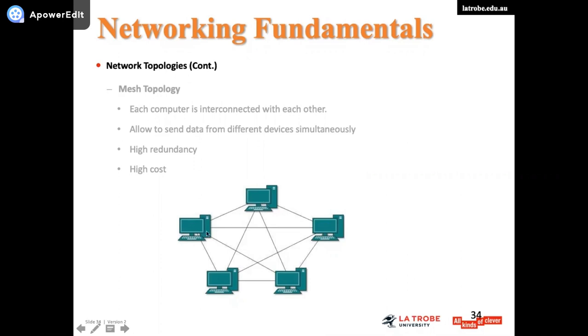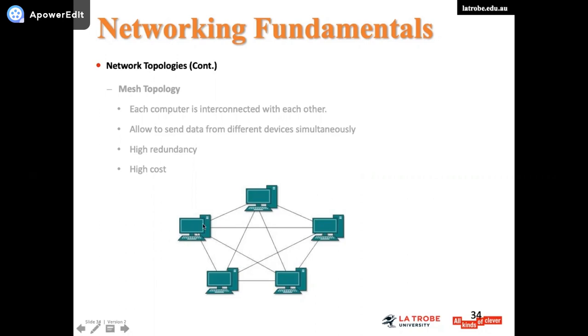So the good thing about mesh topology is it has high redundancy, or we'll call it high reliability. Even if 1 or 2 computers die, there's no effect on the network. You can still talk to your destination without any problem.